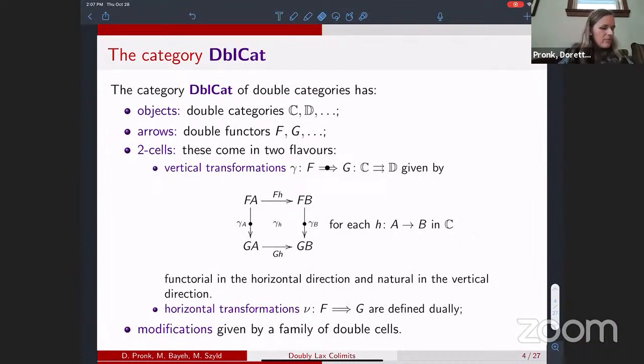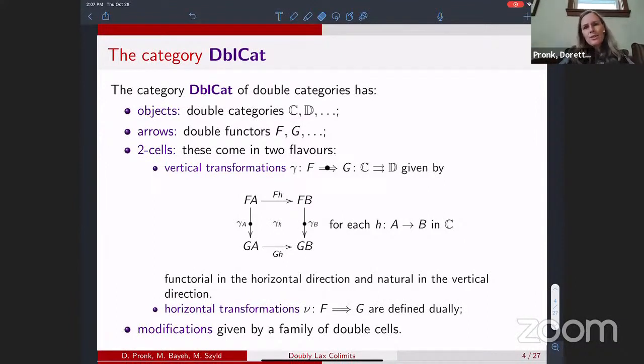And horizontal transformations can be, and by the way, these have to, of course, be functorial in the horizontal direction. If I have an H composed with K, then gamma H composed with gamma K would have to be the gamma of H composed with K. And they need to be natural in the vertical direction. We also have horizontal transformations.